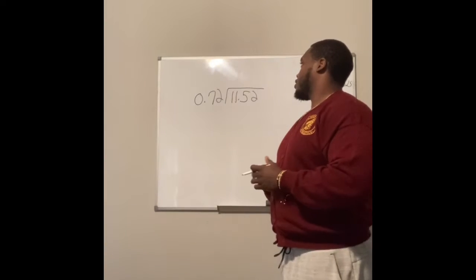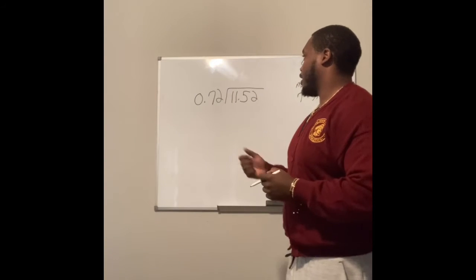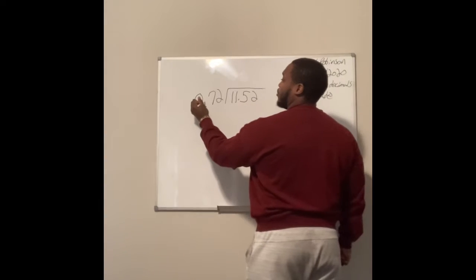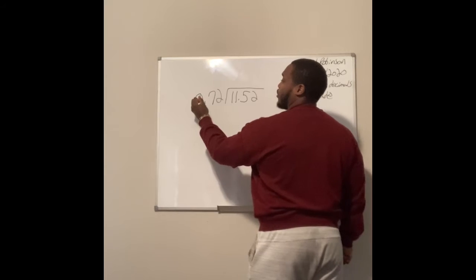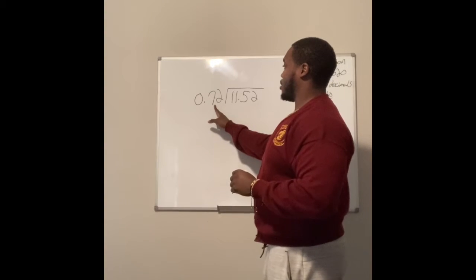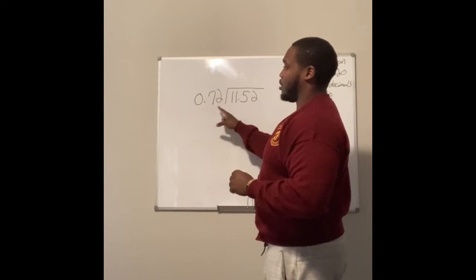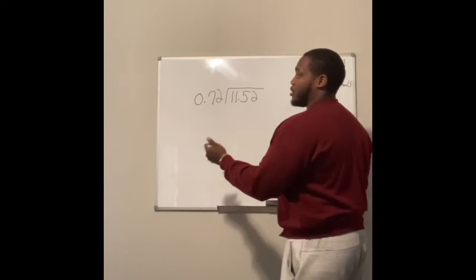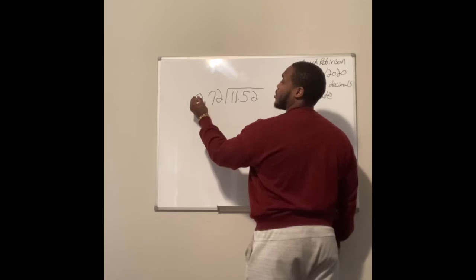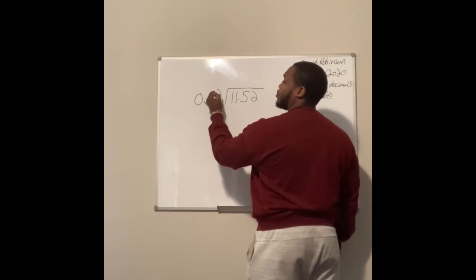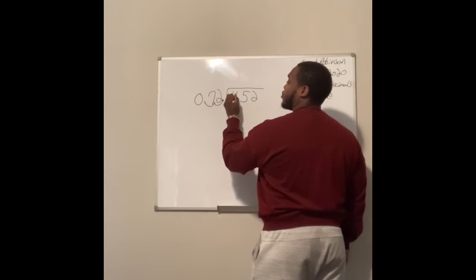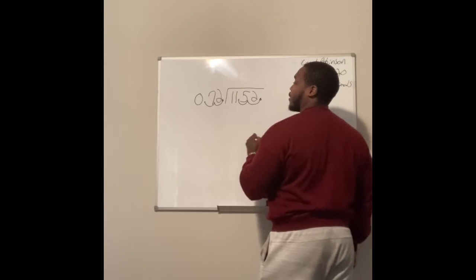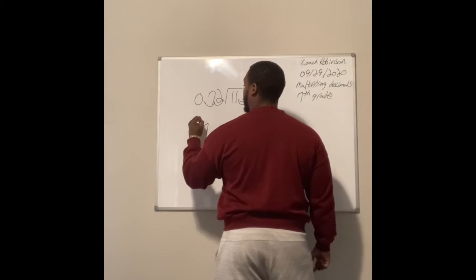Let's do 0.72 divided into 11.52. So now the same rule applies. You have to move the decimal. If you move your decimal one space here, you move it one space here. If you move the decimal 2 spaces, you've got to move it 2 spaces. So in this situation, we're going to move it 2 spaces. 1, 2, decimal here, and we're going to move this decimal 2 spaces as well. 1, 2, decimal there.